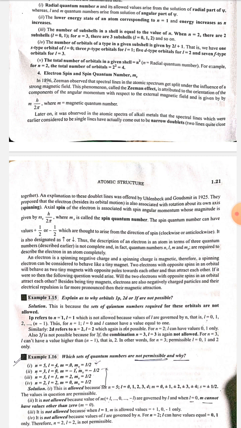Question 2: n equal to 3, l equal to 0, m equal to minus 1, ms equal to minus half. Solution. It is not allowed because the values of m equal to plus 1, 0 and minus 1 are governed by l, and when l is equal to 0, m can't have a value other than 0, that is, m equal to 0.